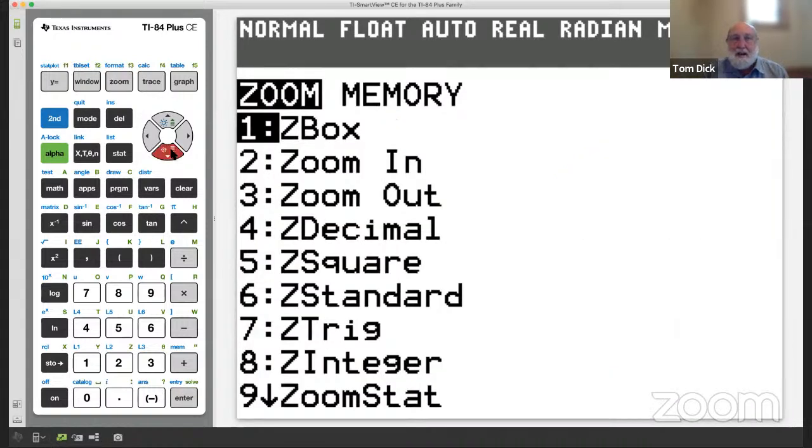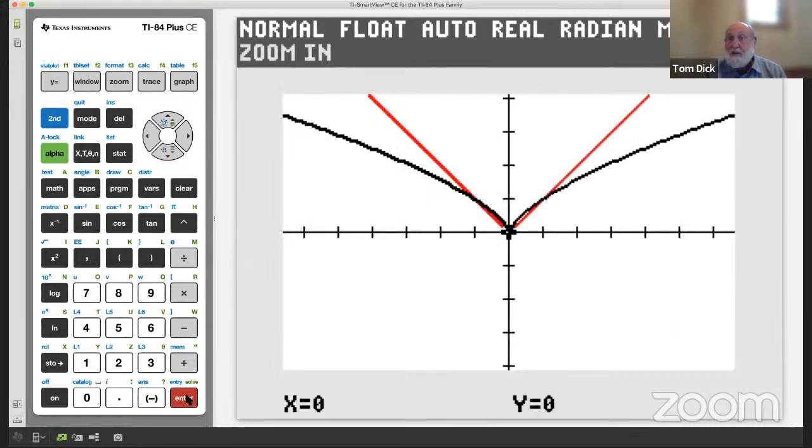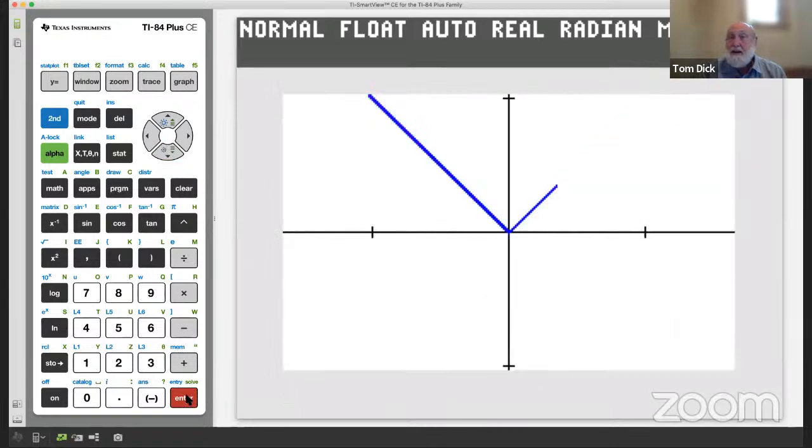So let me go down to zoom in. What's nice about the zoom capabilities is once you've selected one, if you want to keep doing it over and over again, all you have to do is hit enter repeatedly. Okay, so here's one zoom in.